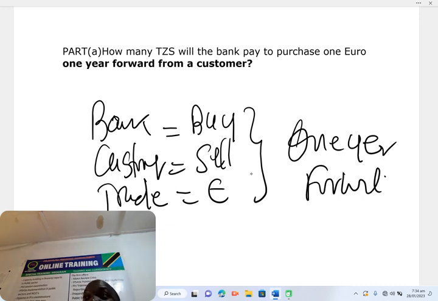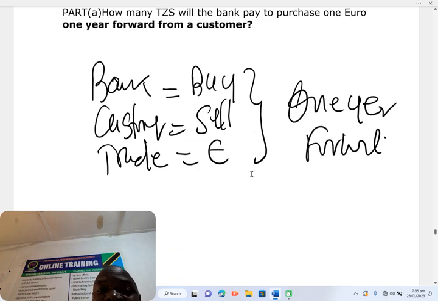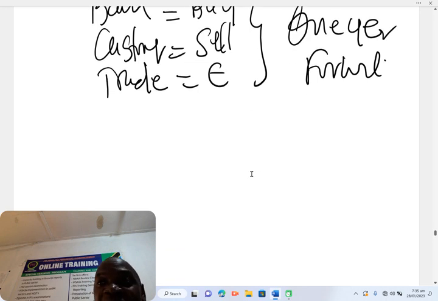That's where students may get stuck here. So if you don't have this kind of quotation, we have to look for a cross rate. And the cross rate must involve the forward market. Do you see? So what are the cross rates there? We need euro and Tanzanian shillings. Now what are the cross rates? Can you tell me? So the first cross rate there, let me see.